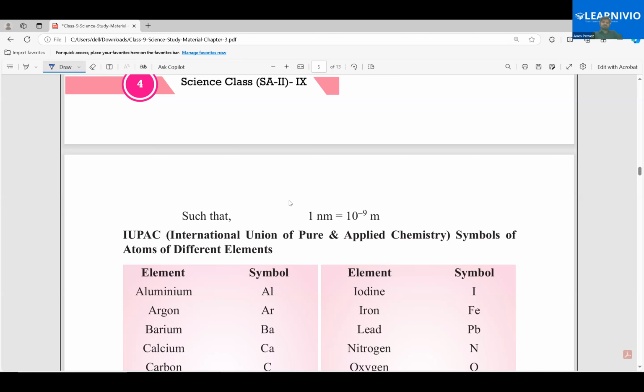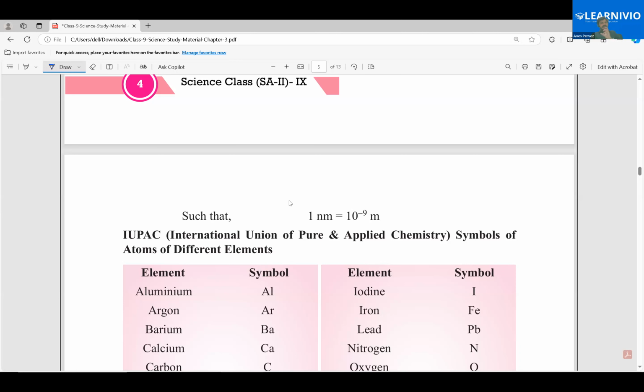Next, yes, you, Bharti. Which postulate of Dalton theory is incorrect? Third and fourth. Atoms of elements have the same mass and the same chemical property. Same mass is only incorrect. Same chemical property is correct. And atoms of different elements have different mass, it's incorrect, but different chemical property is correct.